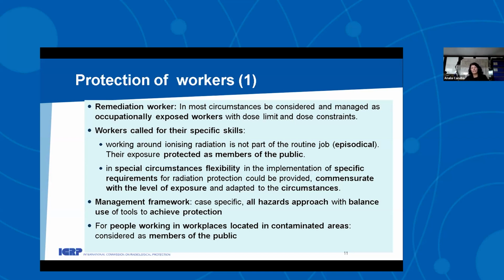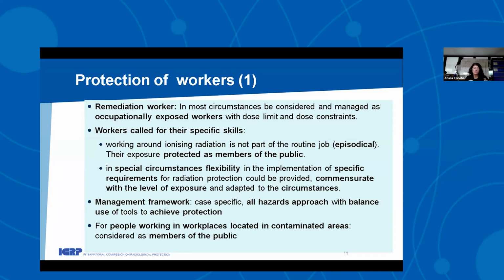But we recognize that depending on the situation and applying the graded approach according to the situation, in some circumstances there will be flexibility to apply specific requirements for radiation protection, and this would be adapted to the circumstances and in relation with the level of exposure. Something very important is that the management framework for all the workers has to take into account the all-hazards approach with the balance of tools for protection, and to give them all the information on all the tools that are necessary for protection.